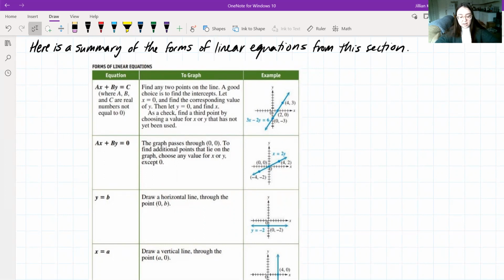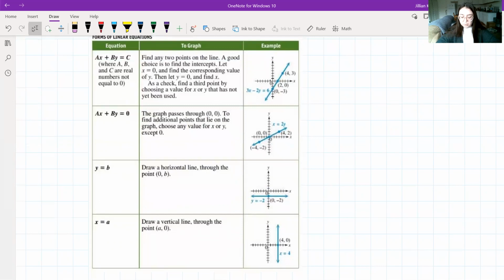If we have that ax plus by is equal to 0, this means that our graph is going to pass through our origin, or the center. So the graph passes through 0, 0. To find additional points that lie on the graph, choose any value for x or y except 0. So our graph would look a little something like this. We see in this case our x-intercept and our y-intercept would both be at 0, 0, so you would need to find additional points.